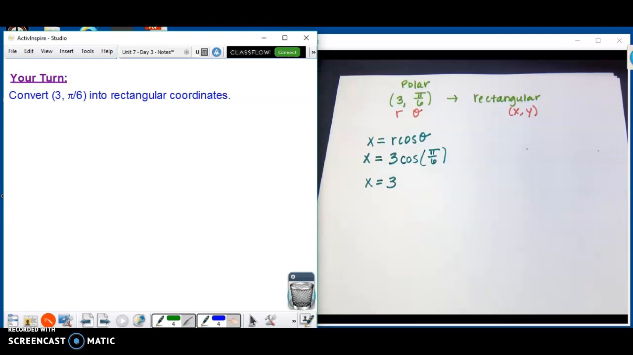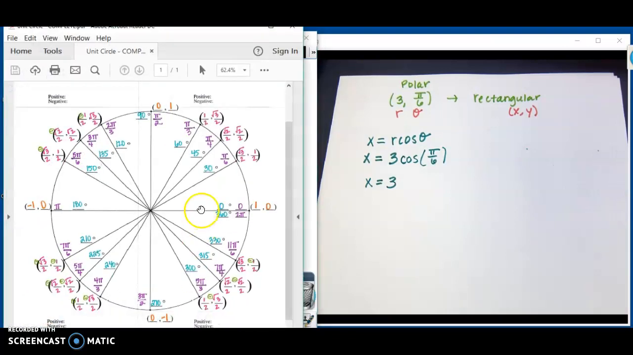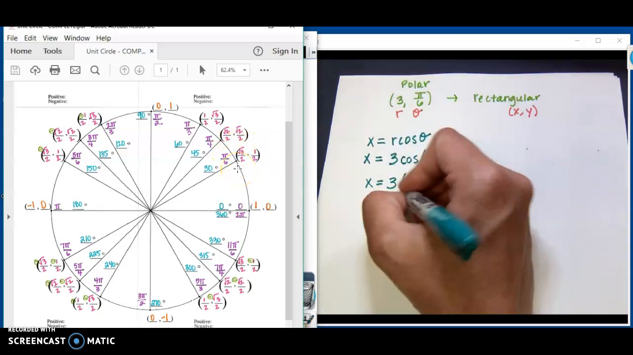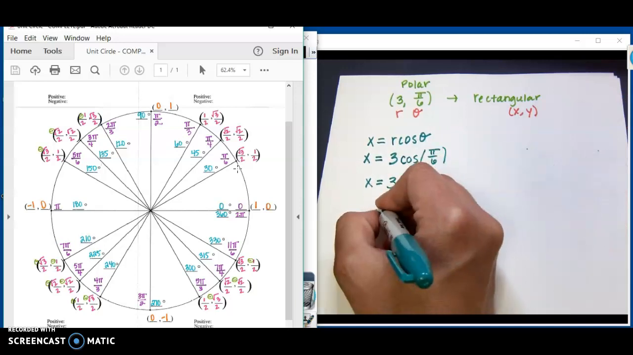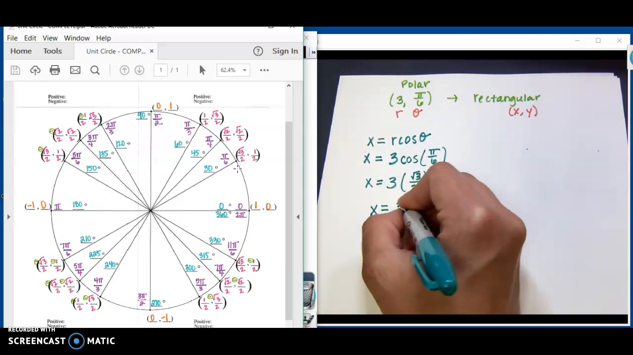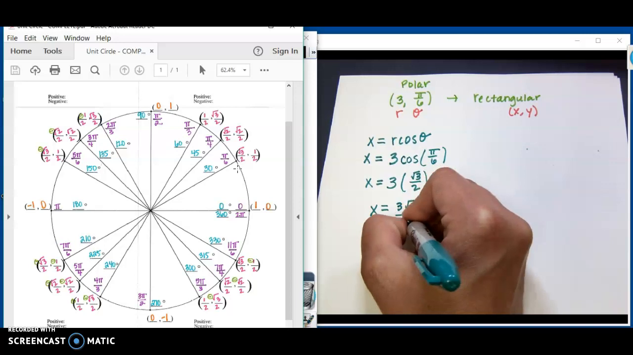Cosine, if you look at our unit circle, is the x value at pi over 6, which is the square root of 3 over 2. You just have to ignore my dog for a second. So our x value here is 3 square root of 3 over 2.